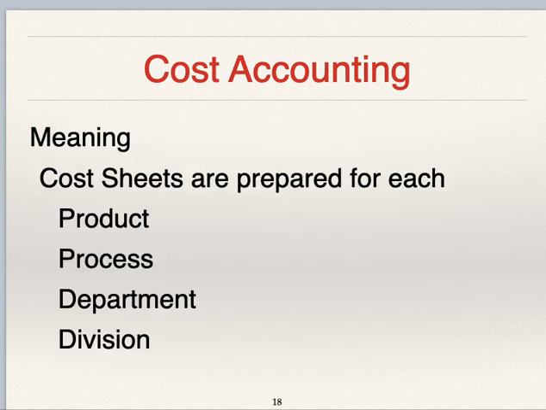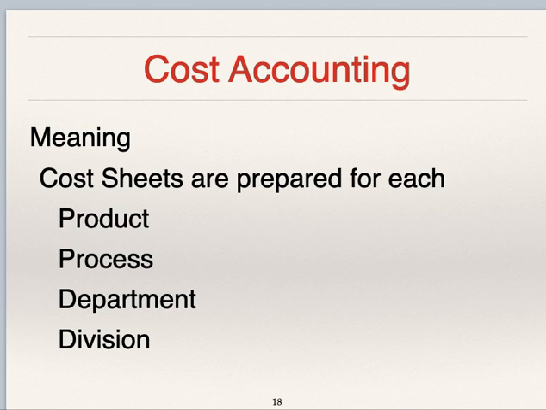Cost sheets are prepared, and these cost sheets are prepared in cost accounting product wise, process wise, department wise, division wise as per requirement of management. In cost accounting, it is possible to get cost and profit of each product, each process, each division, each department, etc. The main aim is cost reduction and cost control. Unprofitable products can get replaced by more profitable products with the help of cost accounting.